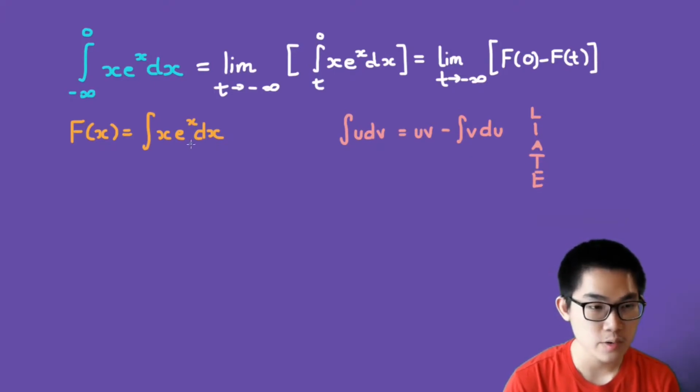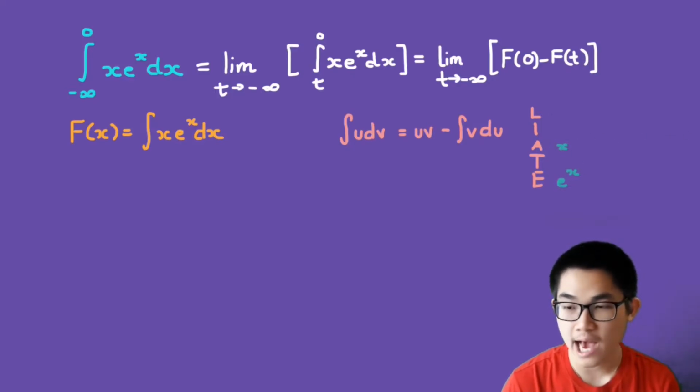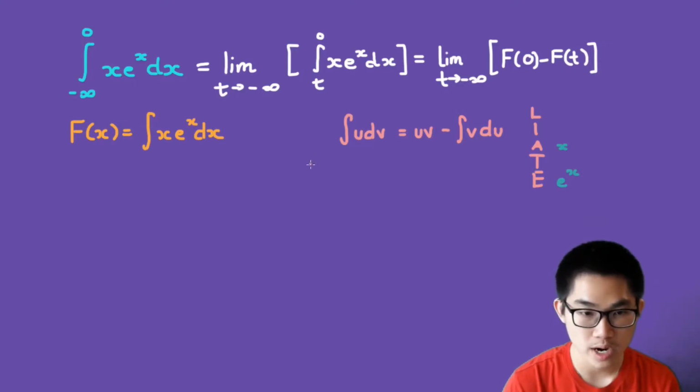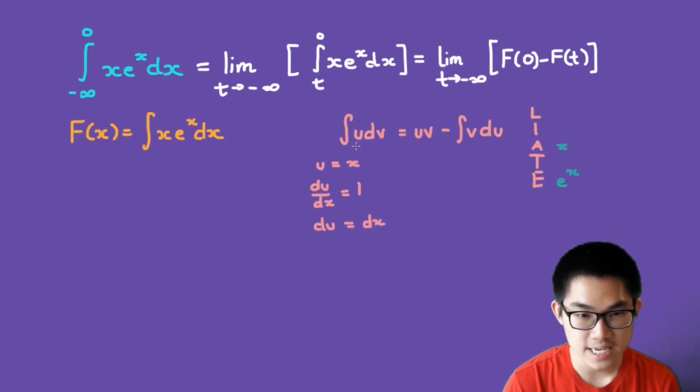So as you can see here, we have x, and x is the algebra right there. And then we have e to the power of x, and that would be the exponential. So because the x comes first, that would be our u. So let me show you what I mean. We let u is equal to x, which means that du over dx is equal to 1, which means that du is equal to dx. So that is the u part.